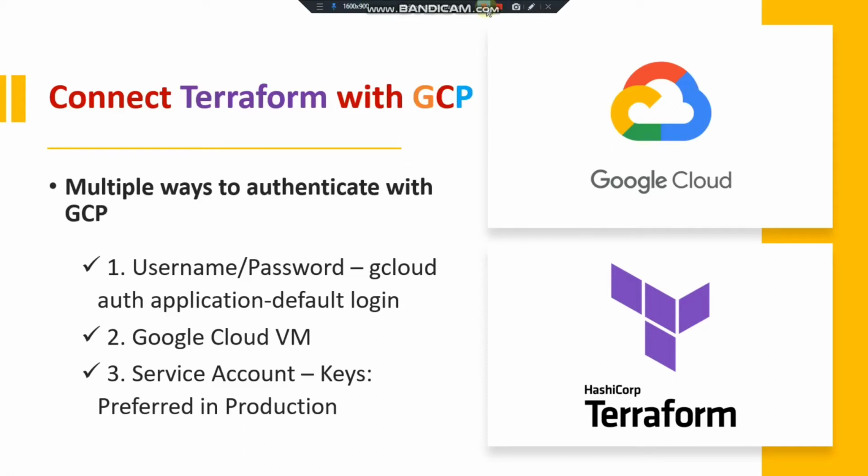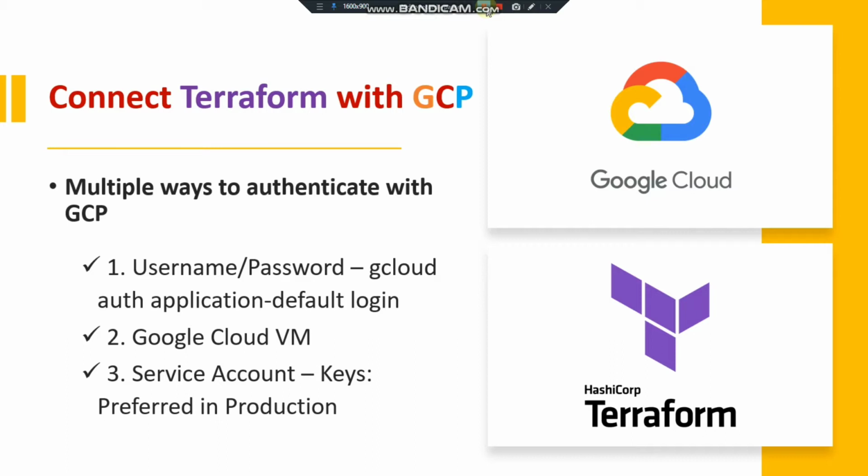Hello everyone. Today we will see multiple ways to authenticate Terraform with GCP. Basically, there are three ways that we can use. So first one is with username and password. We'll be using the gcloud auth application default login. And the second way is by using the Google Cloud Platform with Cloud Shell. And the last way, which is our third way, is with service account, and it is the preferred in production.